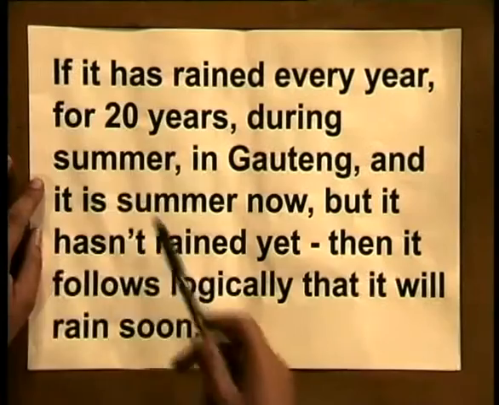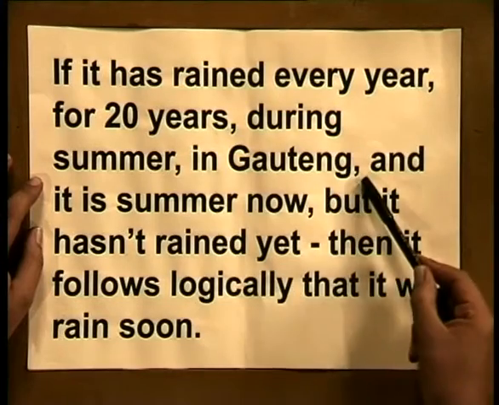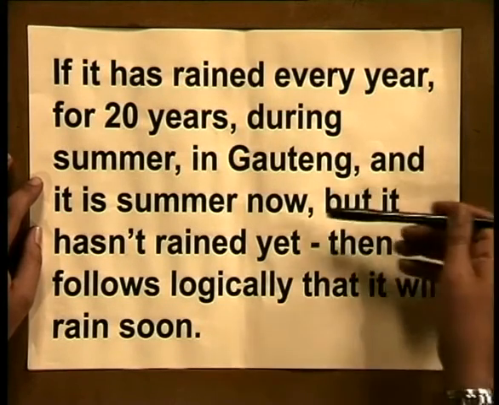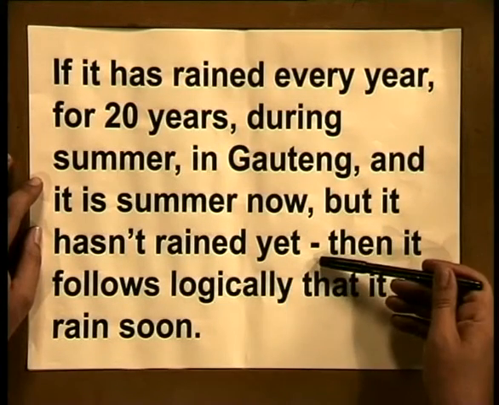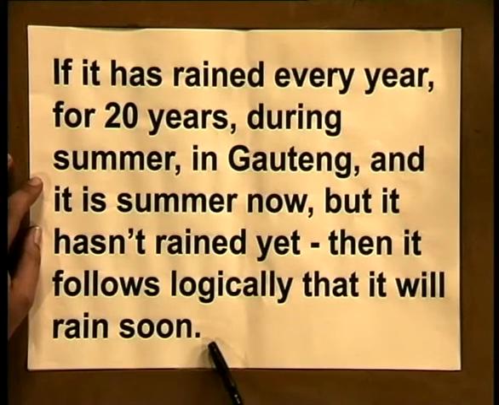Here's an example, and a good example, of how we need to state this kind of logical sequence. If it has rained every year for 20 years during summer in Gauteng, and it is summer now, but it hasn't rained yet, then it follows logically that it will rain soon.